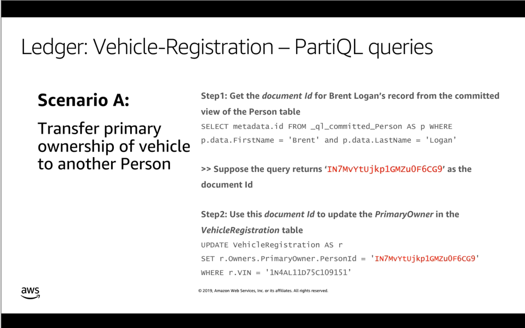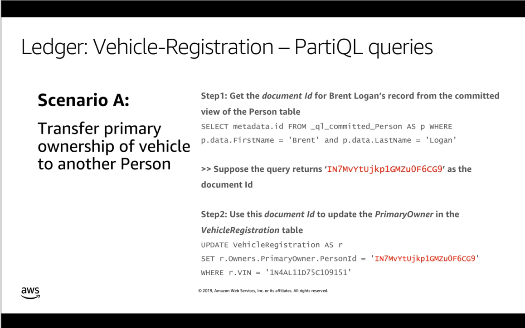to be that of a different person. So in step one, we get the document ID for the new owner, which is Brent Logan, from the committed view of the person table. And this is what I had mentioned earlier, that we can access this metadata by querying the committed view.